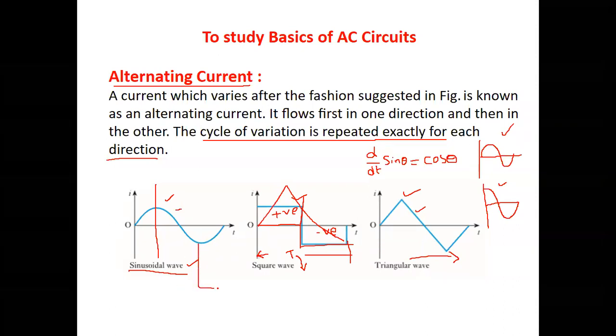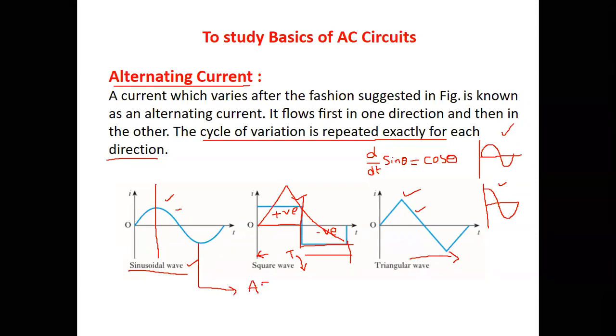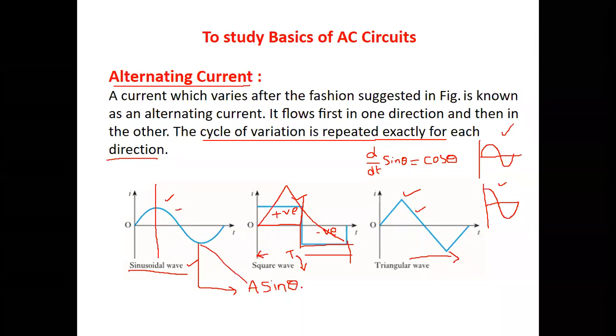How can we represent a sinusoidal signal? Very simple. A sine theta, we can easily represent mathematically if we develop a sinusoidal waveform, where A represents the peak value, sine is the sine waveform, and theta. If you want to represent it in terms of the frequency, replace theta with omega t, where omega is the angular frequency. So it is always easy to represent a sinusoidal waveform. We can differentiate a sine waveform, we can integrate a sine waveform. So it is better to use or generate a sinusoidal waveform.